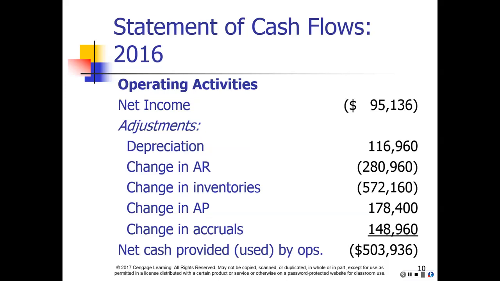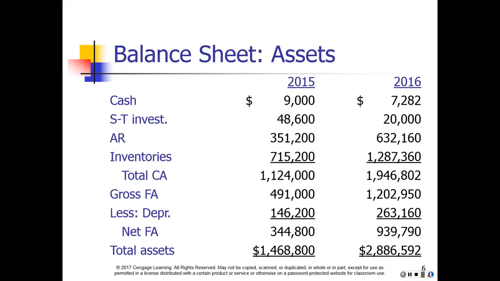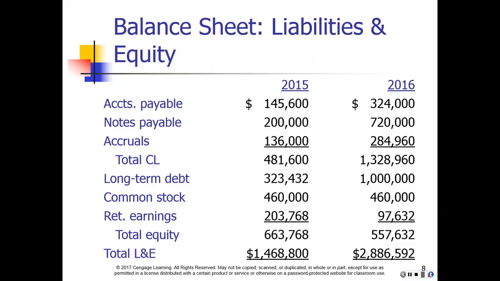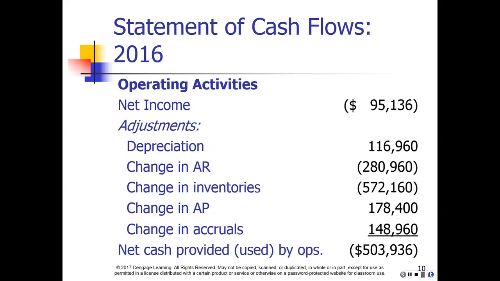Right. So we go back to the balance sheet asset side, and accounts receivable was 632,160 and 351,200 in 2015. It went up. If it went up, we take that difference. What does this mean? Well, it means that there was that much more sales that were made for which we haven't received any money yet. So if we take that difference, we would need to subtract it because we haven't really received this money.